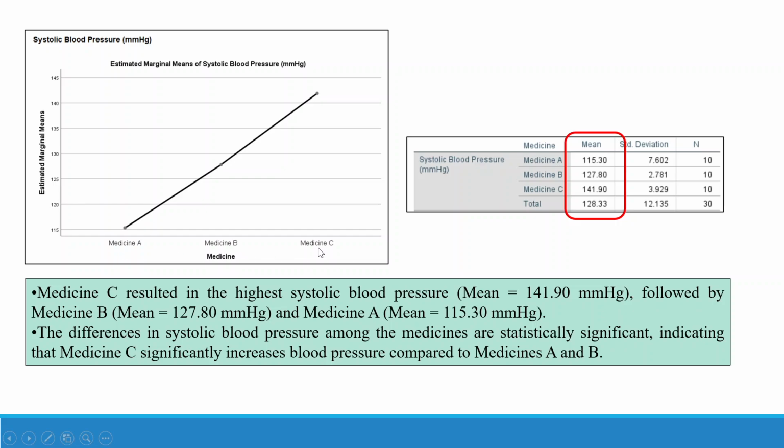Medicine A, B, and C, their means of systolic blood pressure. Medicine C resulted in the highest systolic blood pressure, mean 141.90, followed by medicine B, 127.80, and medicine A, 115.30. The difference in systolic blood pressure among the medicines is statistically significant. This we had seen earlier also, indicating that medicine C significantly increases blood pressure compared to medicine A and B.